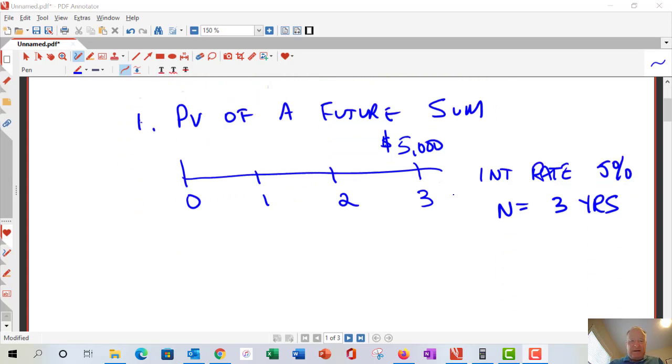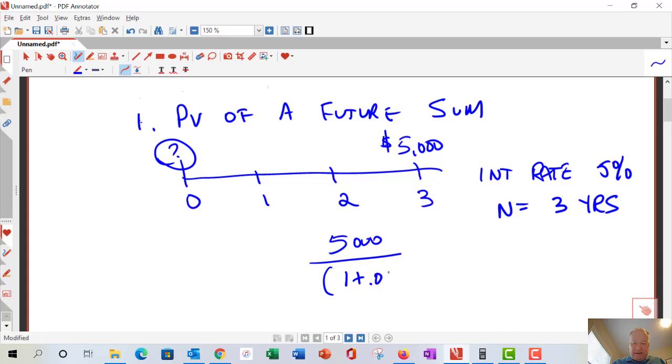So for the first case here, we have the present value of a future sum. So we have an amount of $5,000 3 years from today and an interest rate of 5%. So in other words, how much do we need to put in today to have $5,000 at the end of 3 years, at an interest rate of 5% and n equal to 3 years. So in other words, we need to discount this $5,000 to the value today.